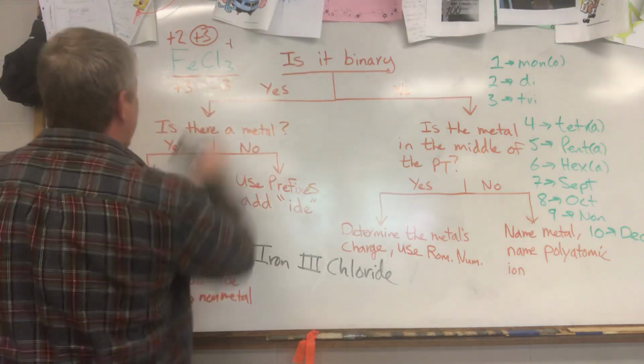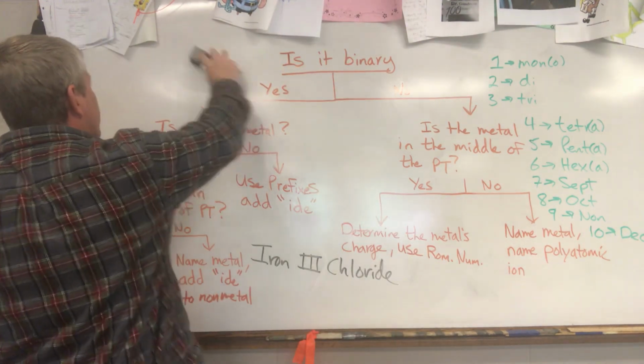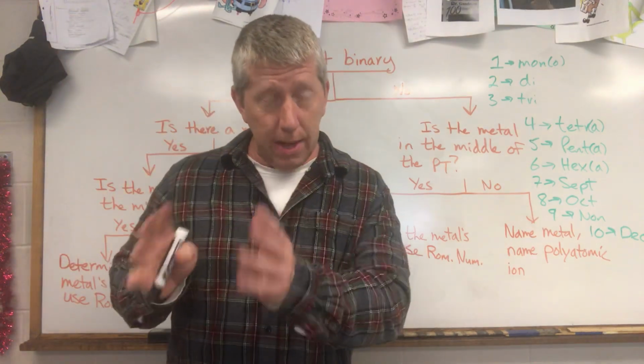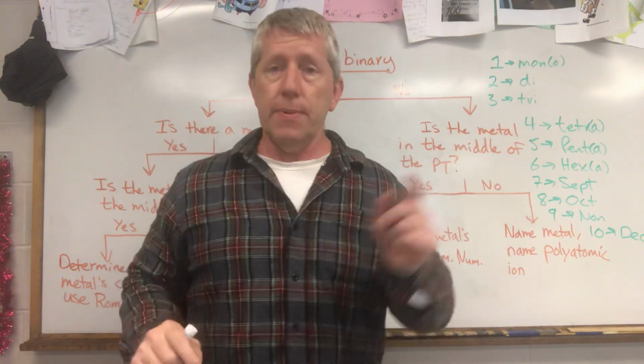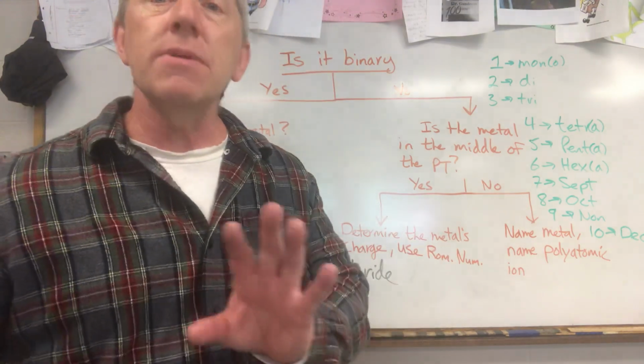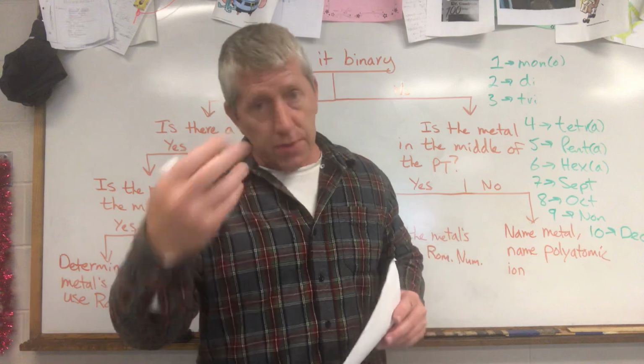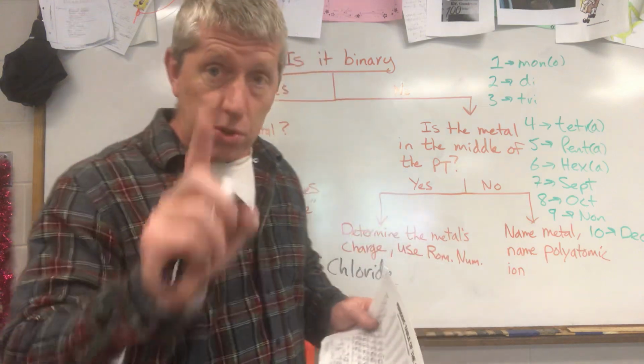So we have to put the charge of the positive ion, if it's in the middle of the periodic table, in parentheses. Now, there are going to be a couple of exceptions. Chemistry is the science of exceptions. There are general guidelines, and there are always exceptions. There are 2 metals which you need to know.